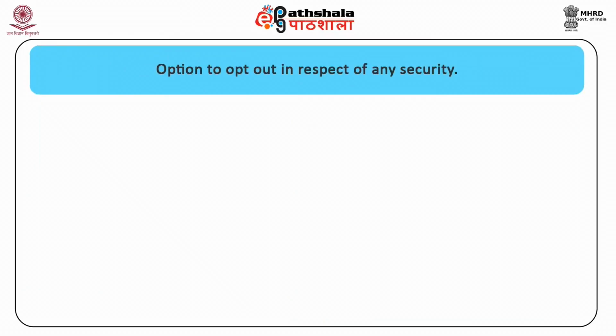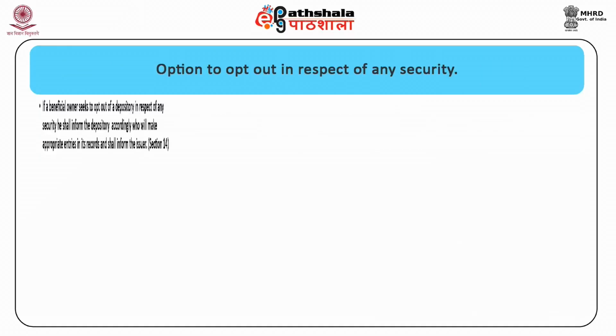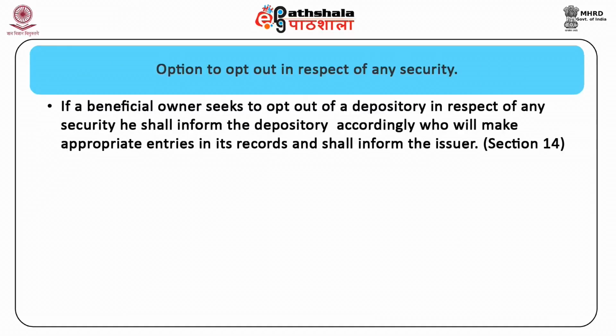Section 13. Option to opt out in respect of any security. If a beneficial owner seeks to opt out of a depository in respect of any security, he shall inform the depository accordingly, who will make appropriate entries in its record and shall inform the issuer.